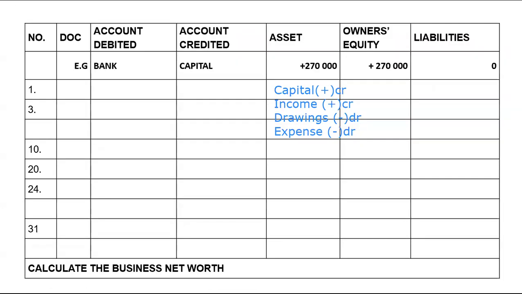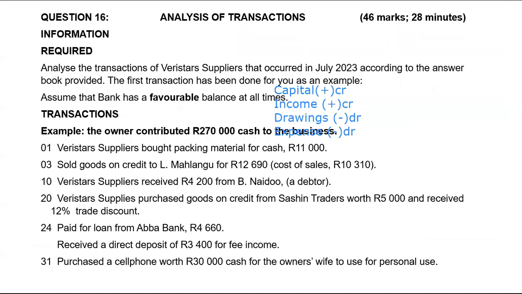All right, I'm going to go to the first transaction. The first transaction says that Veristar suppliers, which is us, right? We bought packing material. That's what we bought. And how did we buy this packing material? We bought it cash. Two accounts affected there. It's packing material, cash is bank.